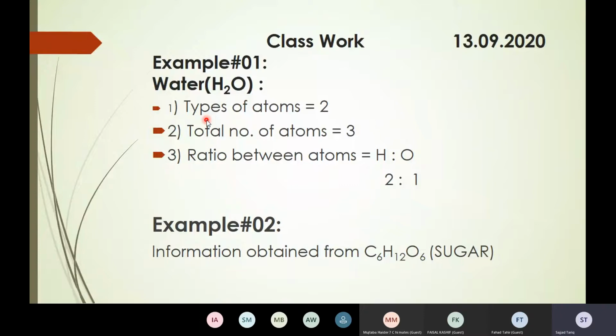Now, if we observe the water molecule, we can get the idea of types of atoms too. Types mean kind. Look at there, two kinds of atoms are present here in the molecule of water, that is hydrogen and oxygen.